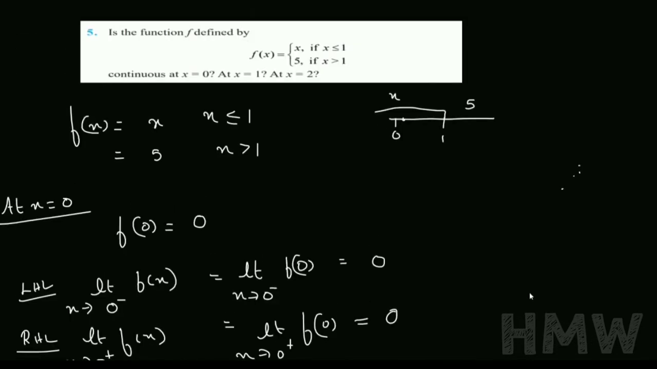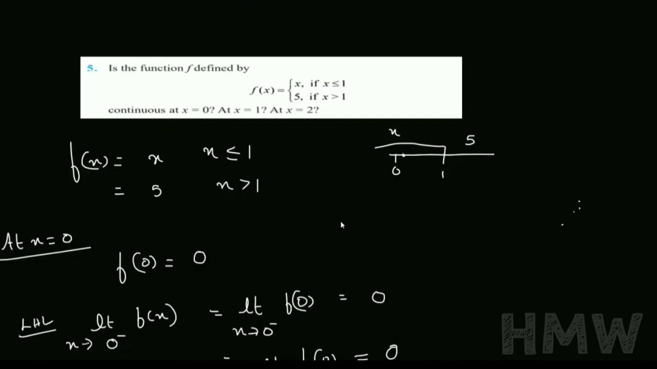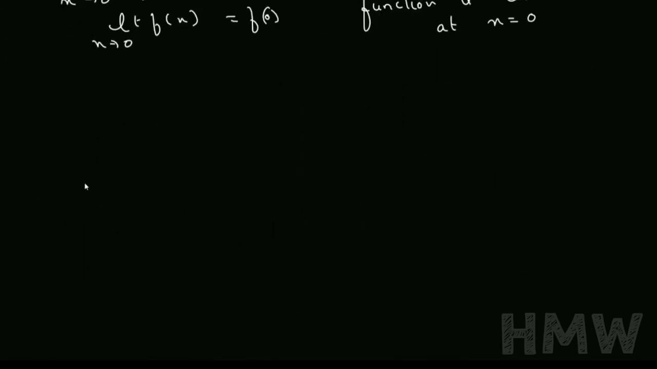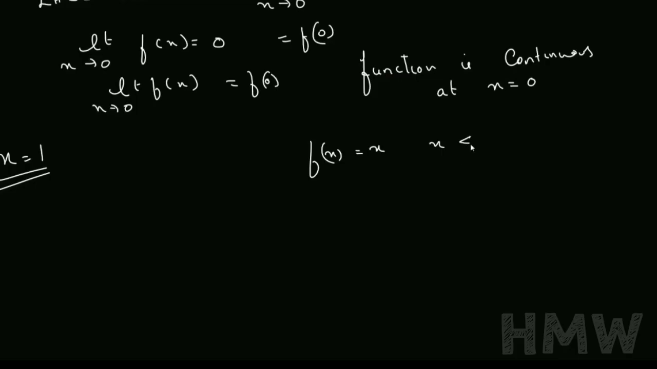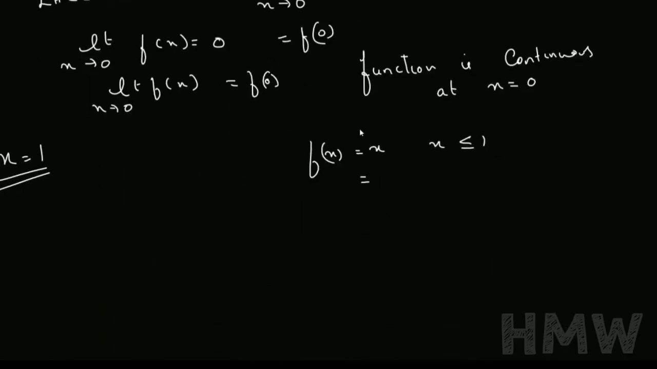Now the same question, at x is equal to 1, is it continuous? It is the same function. So at x is equal to 1, we are going to check whether the function is continuous or not. So what is the function given? F of x is identity when x is less than or equal to 1, and it is equal to 5 when x is greater than 1.